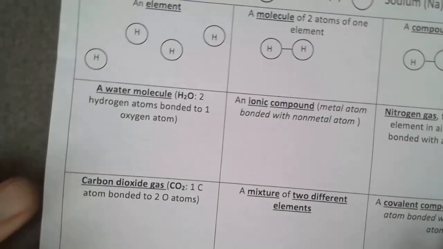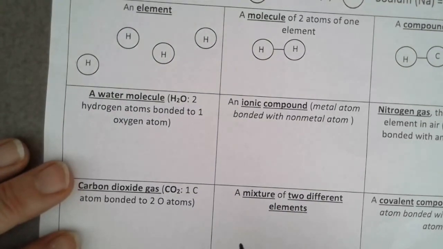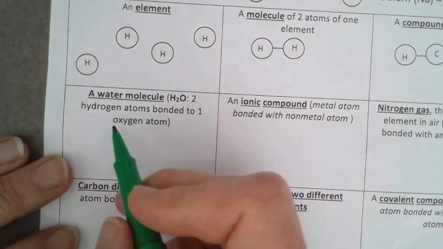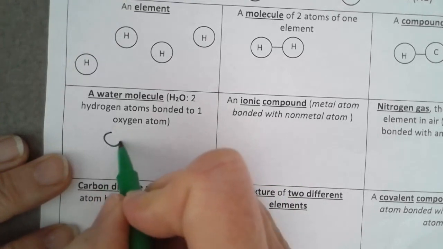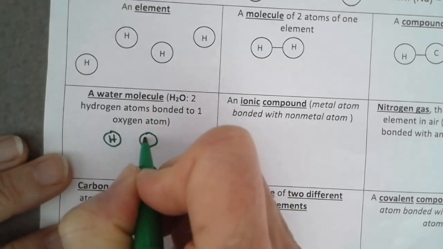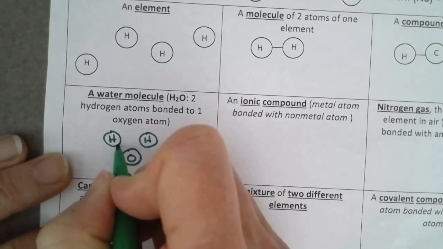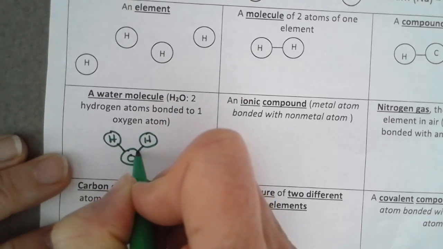Okay, so now let's draw a water molecule of two hydrogens and one oxygen. So here's my hydrogens. They kind of look like Mickey Mouse ears. So the hydrogens are here, and they are bonded to my oxygen, which should actually be a little bigger, and they're bonded like this.